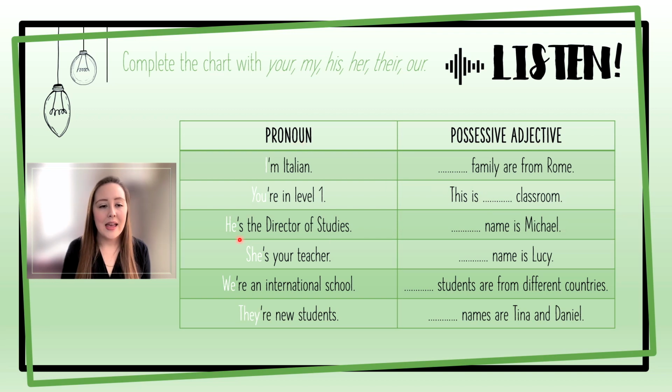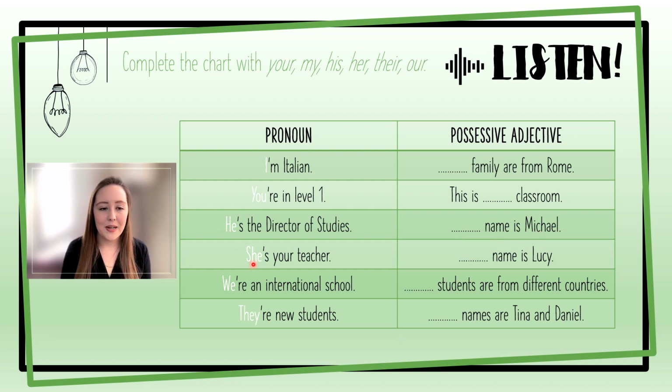Let's do the next one. Pronoun. He's the director of studies. Remember, he is for boys. Possessive adjective. His name is Michael. So write down the possessive adjective. His name is Michael. Well done.